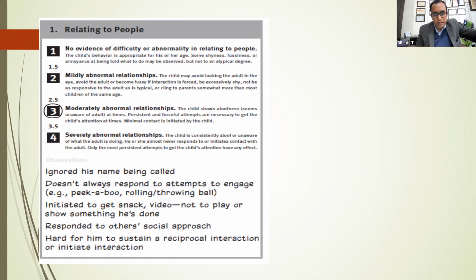Minimal contact is initiated by the child. Exactly. Minimal contact, there was no initiation. We had to give him stimulus repeatedly in order to initiate. That is why, depending upon this, the scoring is 3 in relation to people.